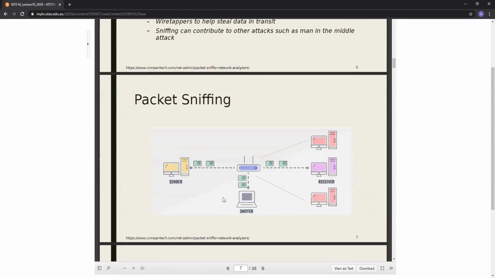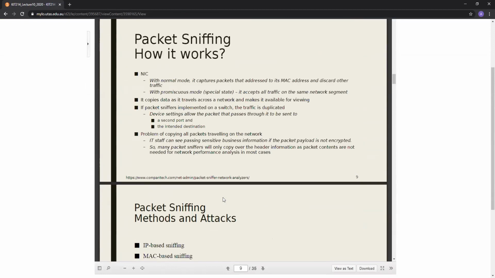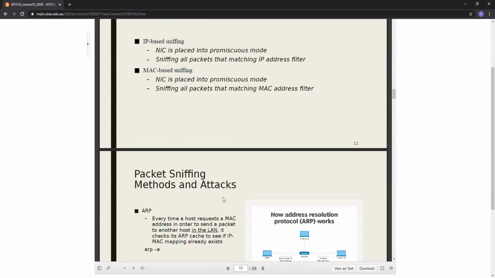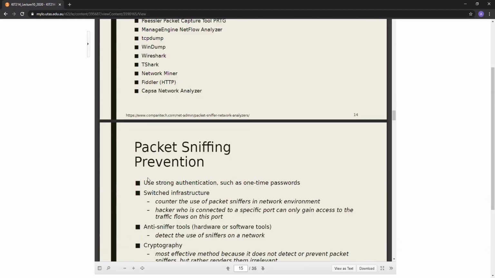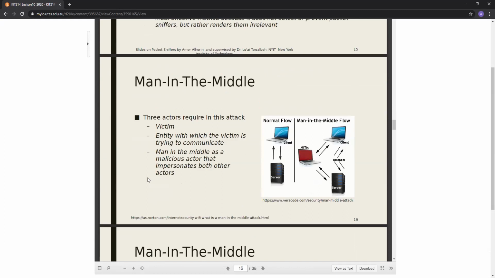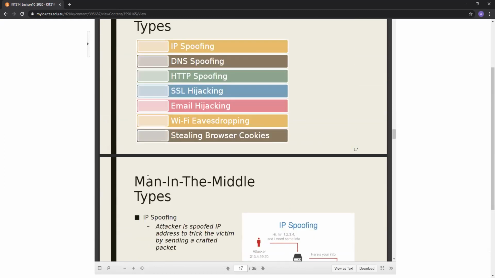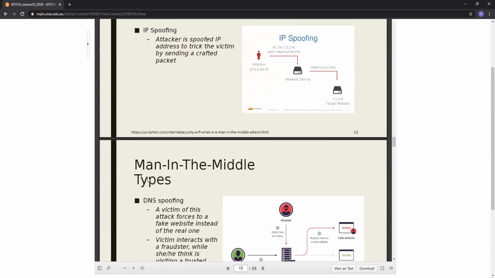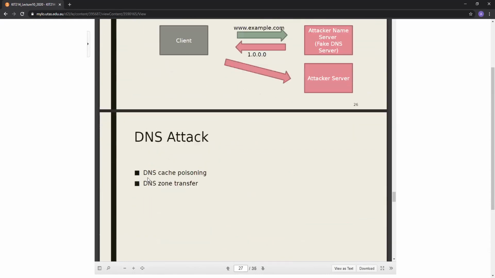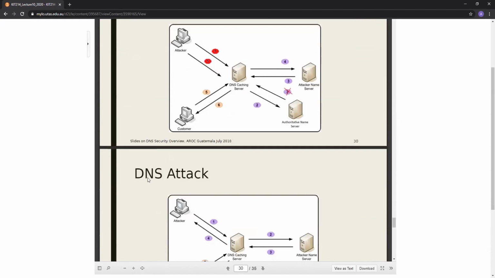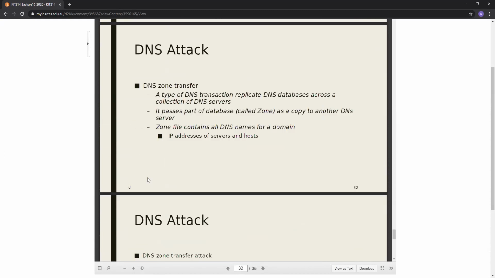Then the concept of packet sniffing, how it works. Once again, there's a diagram, and you can have different methods of packet sniffing, where it is used or why it can be used for bad purposes or good purposes. Then we get the man in the middle, and then the DNS attacks again. So these are quite theoretical stuff once again.